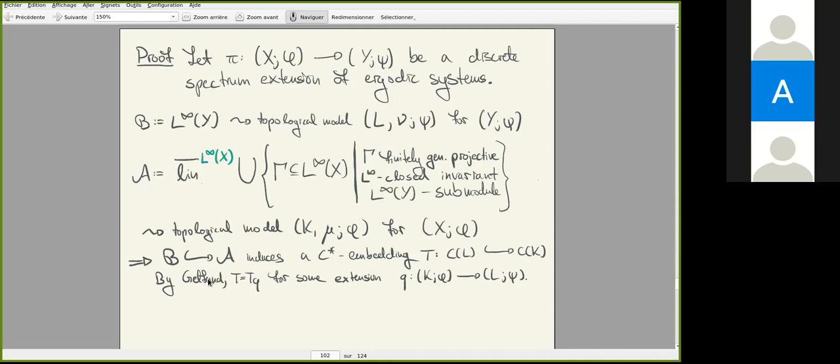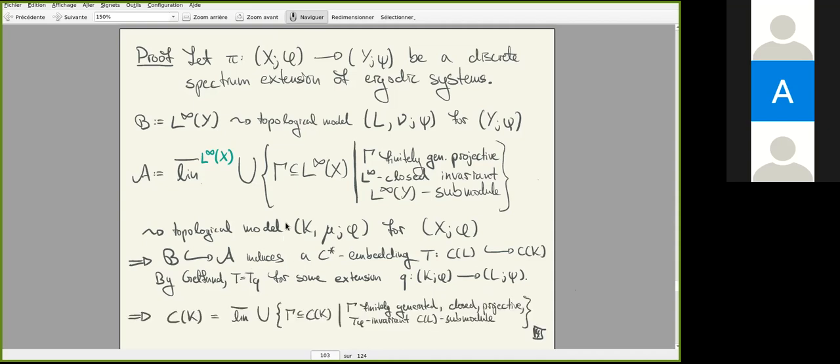And then Gelfand strikes again and tells us this abstract C star embedding is actually given by a Koopman operator for some extension Q. And then we are basically done, because then we plug in what we know by construction. A is isomorphic to C of K. And if we use this isomorphism to translate everything, then we see that C of K just fulfills exactly what we need.